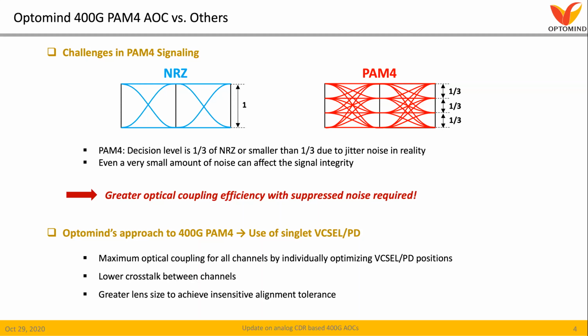To get excellent optical coupling, we are using single-die VCSEL and PD rather than an array. We could get maximum optical coupling for our channels by tuning the die position individually for multi-channel coupling of optical fibers like QSFP-DD or more. We defined the optimum channel spacing to get lower crosstalk between channels and a larger lens diameter to achieve more alignment tolerance of the optics.